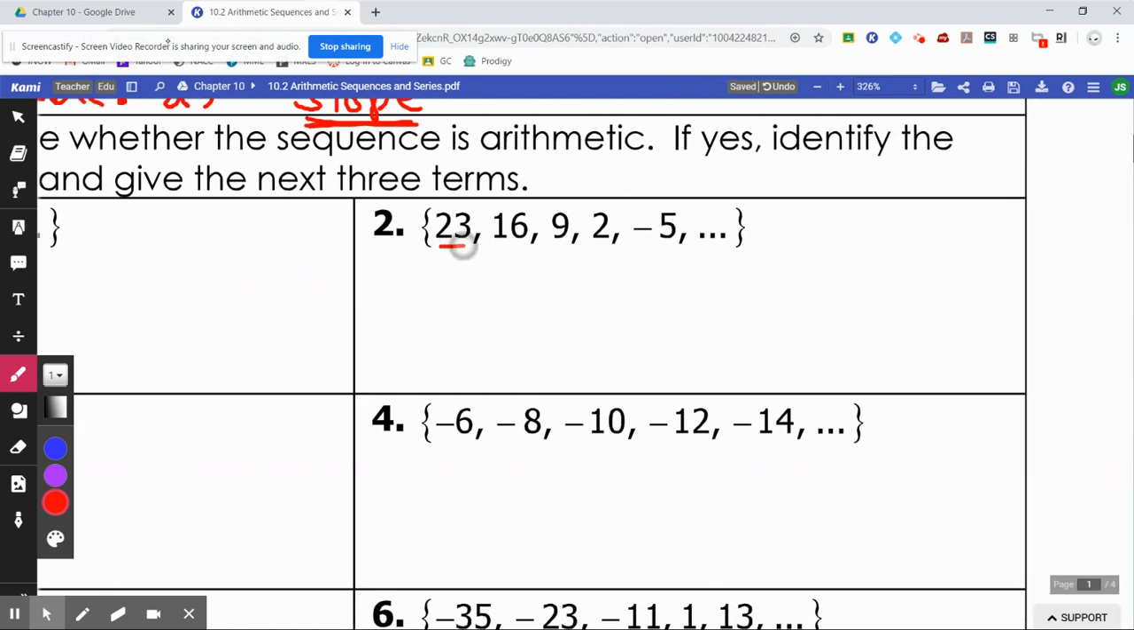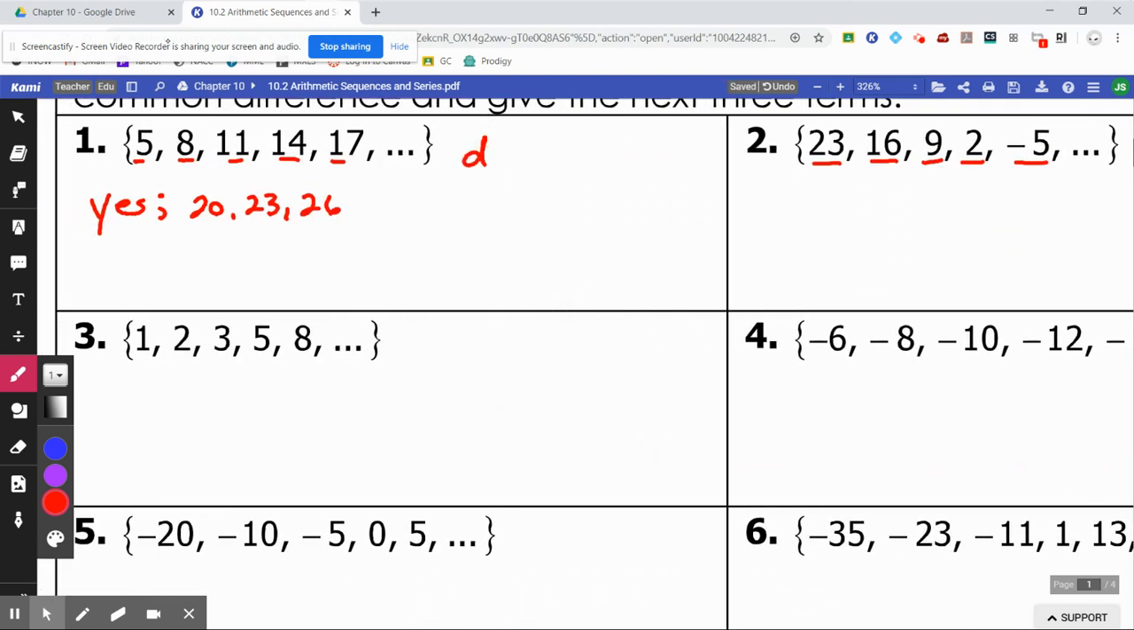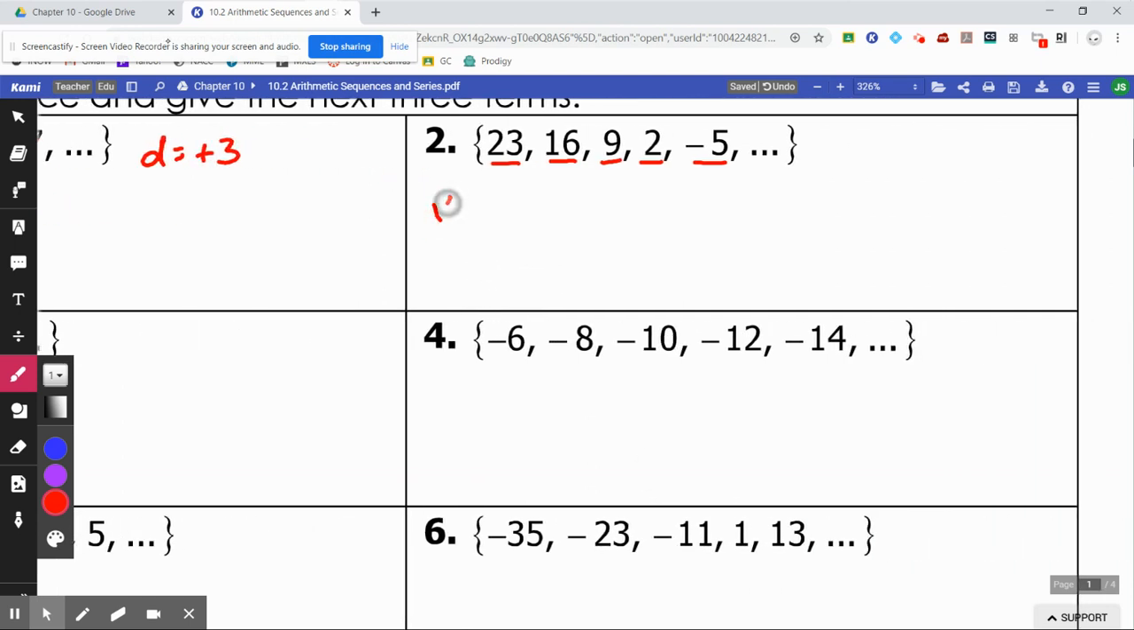Here, you're going down 7, down 7. Here, down 7 again, down 7 again. Yes, and I didn't do my common difference here. The difference was a positive 3. Yes, this one's arithmetic, and the difference is going to be a negative 7. Make sure you tell if it's going down or up. And the next three terms in this sequence go down 7 again, down 7 again, and down 7 again. There's your next three terms.